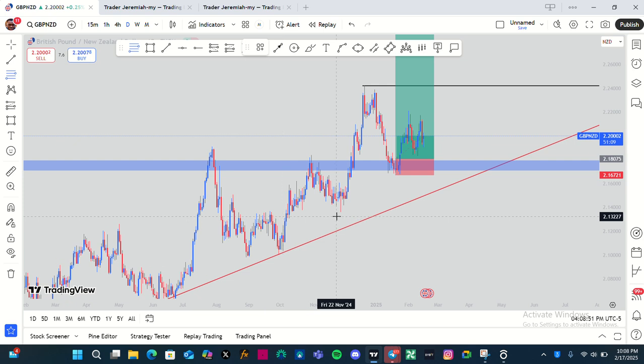So in an uptrend, as you can see, this was an uptrend. You draw your Fibonacci from the lower high. This was a lower high. This was higher high, higher low.